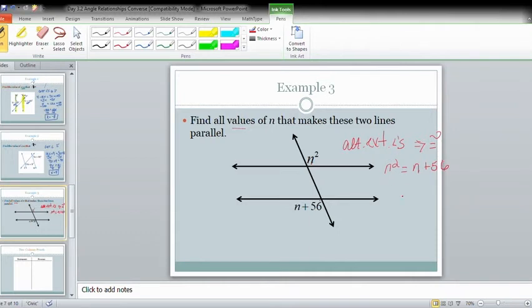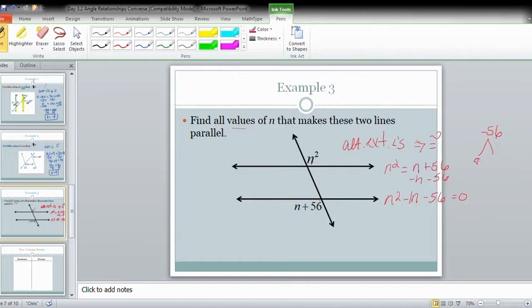Again, we have another quadratic, so I need to make it all balanced, which means I need 0 on this side of my equation. So I'm going to subtract n and 56 from both sides, giving me n squared minus n minus 56 equals 0. Now I can solve my quadratic by factoring. I need two factors that multiply to negative 56 and add to negative 1. Remember, there's a 1 here.